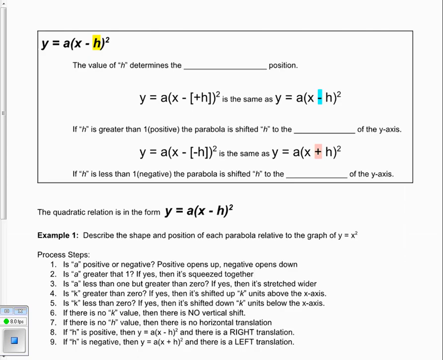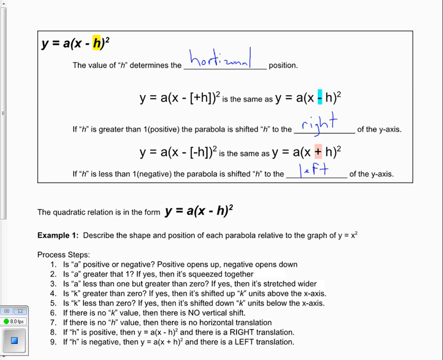So if we consolidate that information, in y is equal to a times x minus h all squared, the value of h determines the horizontal position, the left and right position. If h is positive, then it gets shifted to the right of the y-axis. If, however, the h value is negative, then it's shifted to the left of the y-axis.